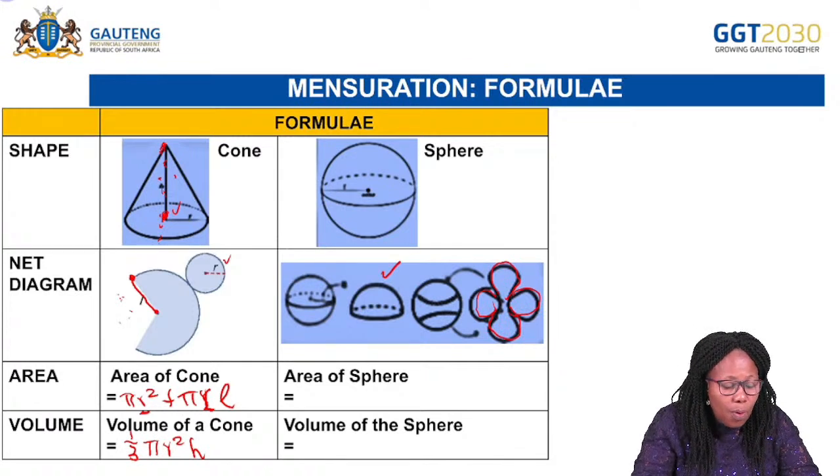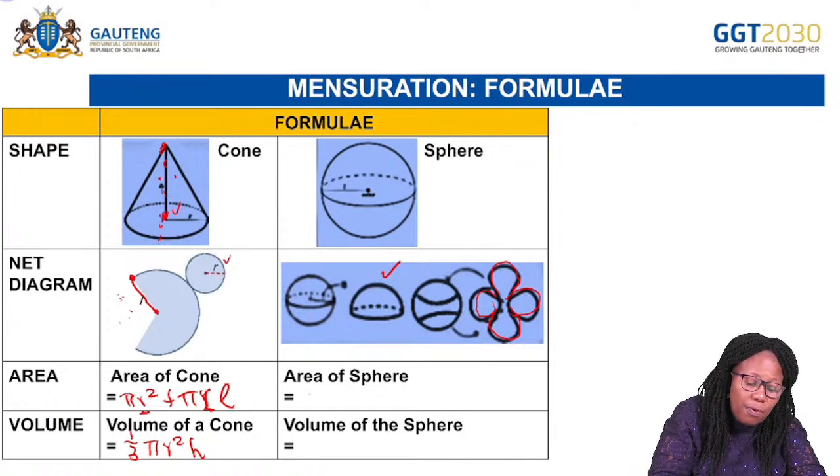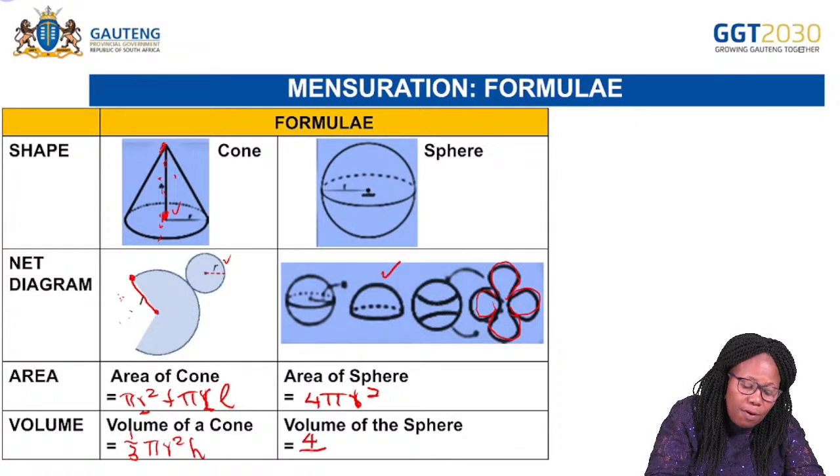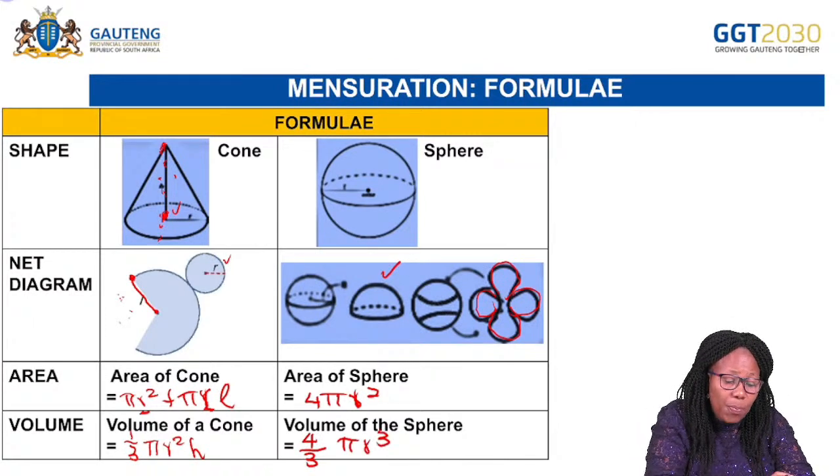And then how do we go about the area of that? That will be 4 pi r squared, okay? And then with the volume, we have 4/3 pi r cubed. Okay, grade 12. Let me go back to the cone again.